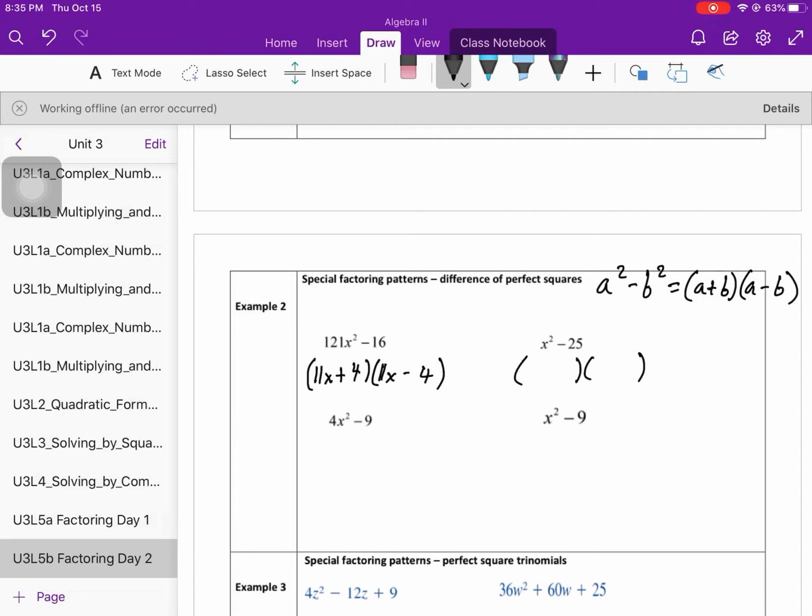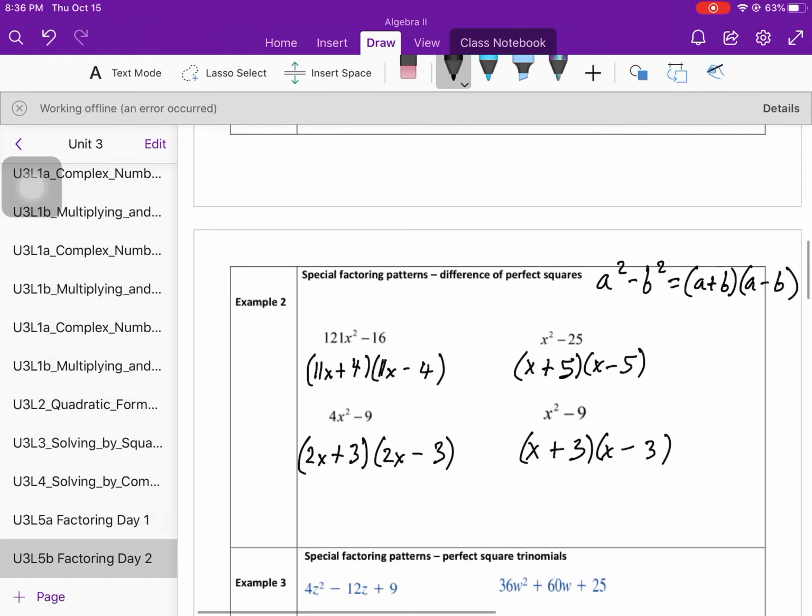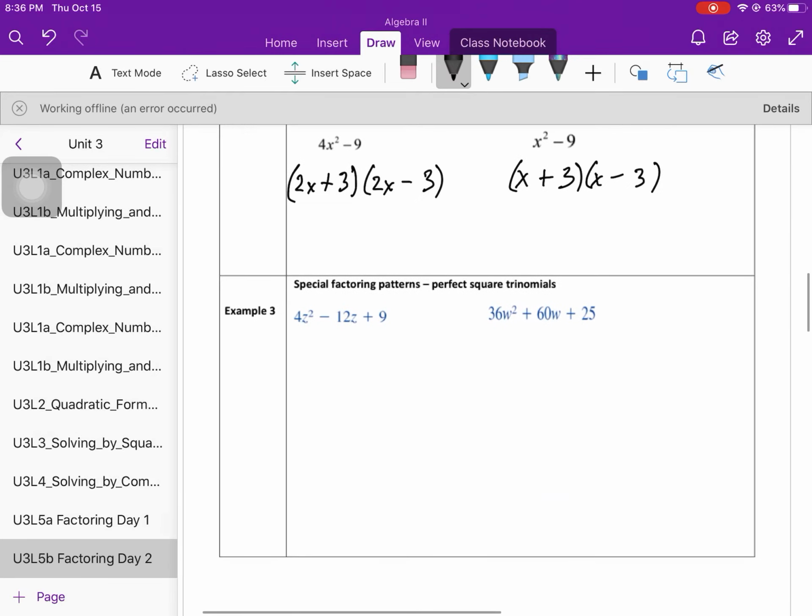So this one here, we still do the double parenthesis. X squared comes from x times x. 25 comes from 5 times 5. And then we have plus, minus. This one we have 4x squared minus 9. 4x squared comes from 2x times 2x. 9 comes from 3 and 3. Plus, minus. And it doesn't matter which order we put the plus or minus in, by the way. This one, x squared is a perfect square, x and x, 9 is a perfect square, 3 and 3, plus, minus.